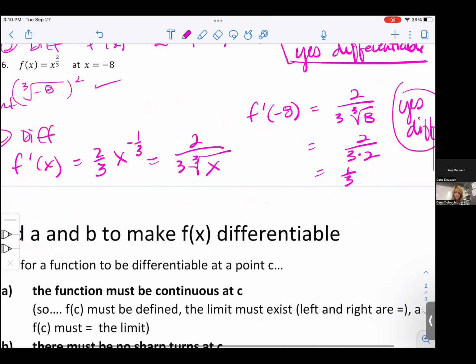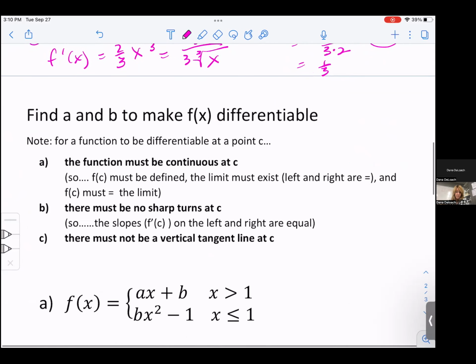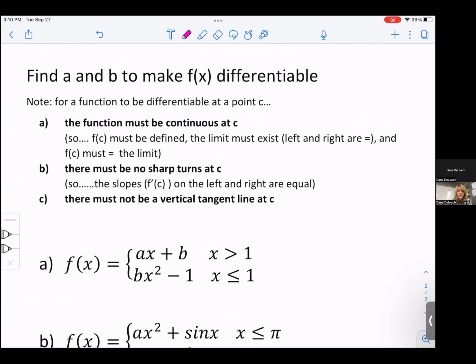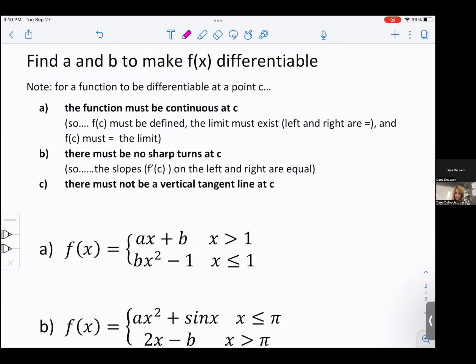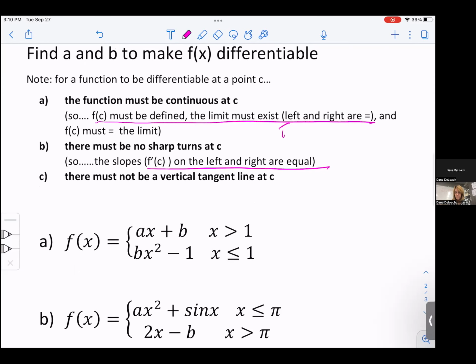Okay, now how do you find A and B? Well, you have to make sure that it's continuous, and then you have to make sure that there's no sharp turns. So you have to set the functions equal at that point, and then set the derivatives equal at that point. Okay, so you set the functions equal, f of x must be equal from the left and the right, and then you set the derivatives equal. That's basically what you do. This means you set the function equal, and this means you set the derivatives equal.